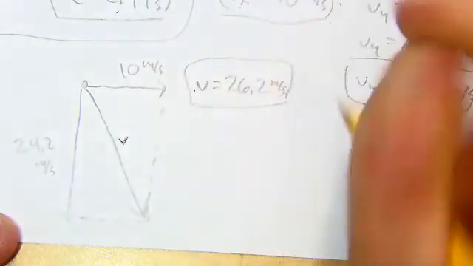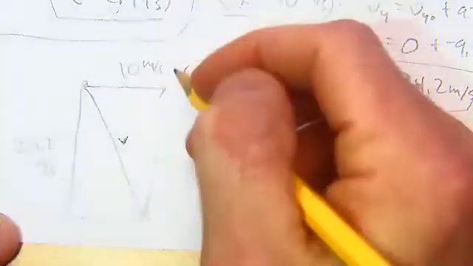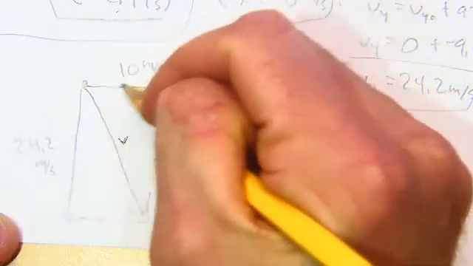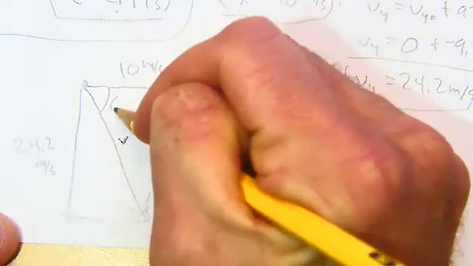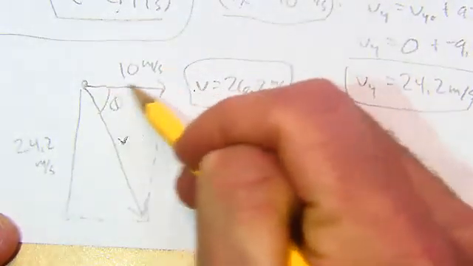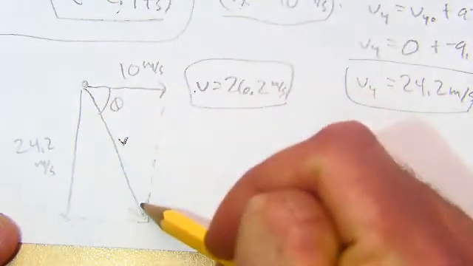Okay, that's how fast it's going when it hits the ground. And then the angle is going to be the angle from horizontal. So I'm going to look for this angle here. I'm going to call it theta. How far is it down from horizontal when it hits the ground here?